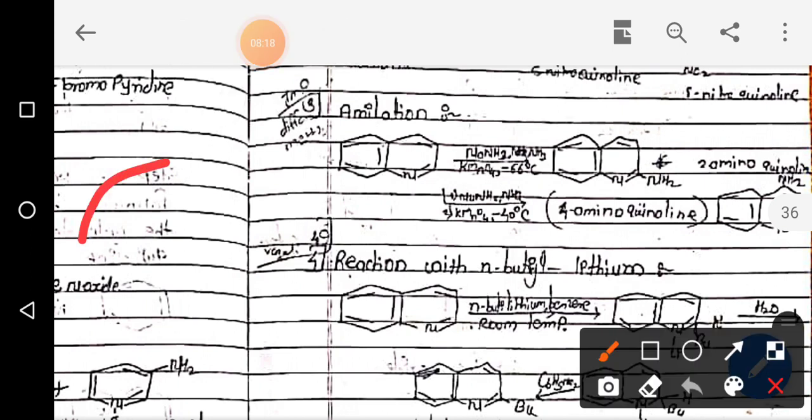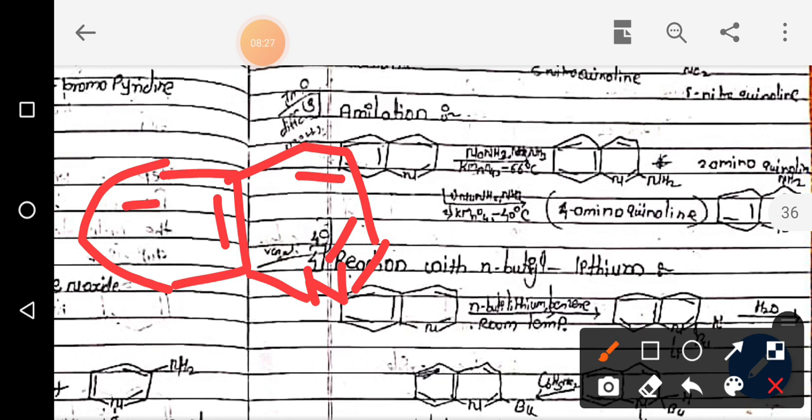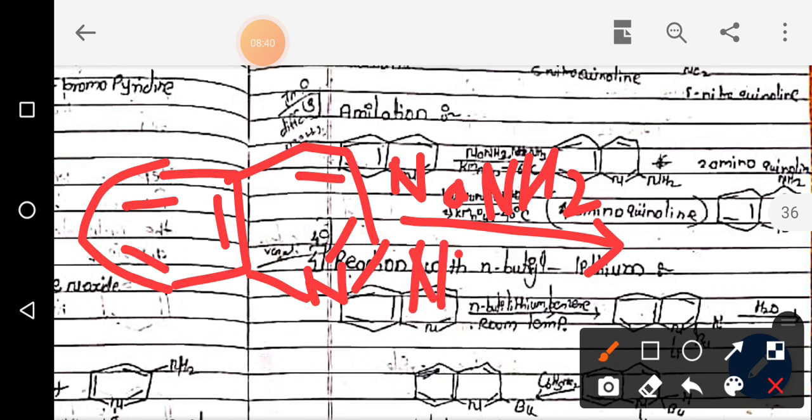This is the quinoline attached with the nitrogen atoms. Along with the nitrogen, this is NaNH2, NH3, and KMnO4. So these are the materials we are using in these reactions.